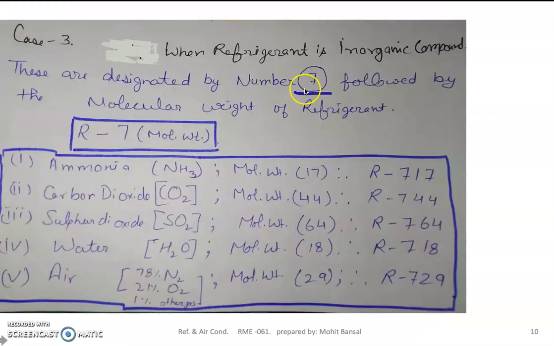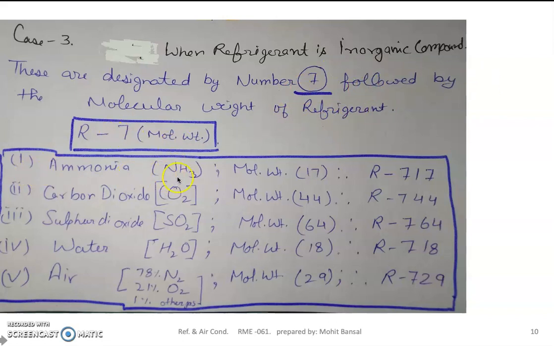Then the third case. In this case, we have when the refrigerant is an inorganic compound. These are designated by the number 7 in the suffix followed by the molecular weight of the refrigerant.